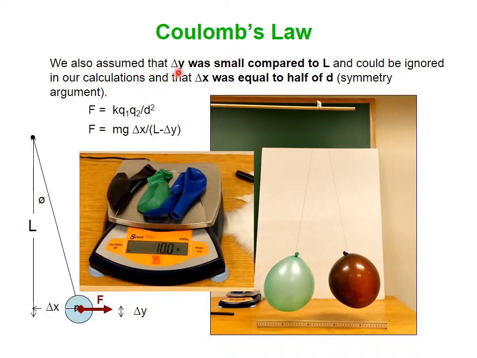We also assumed that delta Y was small compared to L and could be ignored in our calculations. You'll see that in a moment. And that delta X, this distance here, the displacement in the X direction, was exactly half of this distance here, the distance between the centers of mass of the two balloons. We based that on some symmetry arguments, and so those are the assumptions that we made.